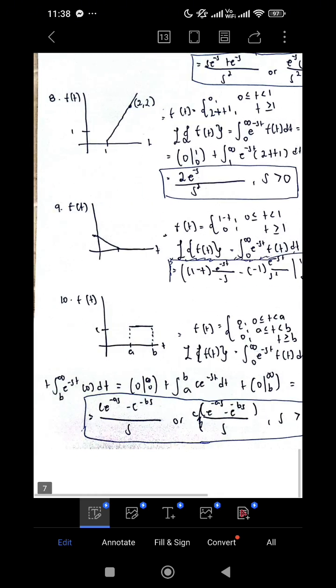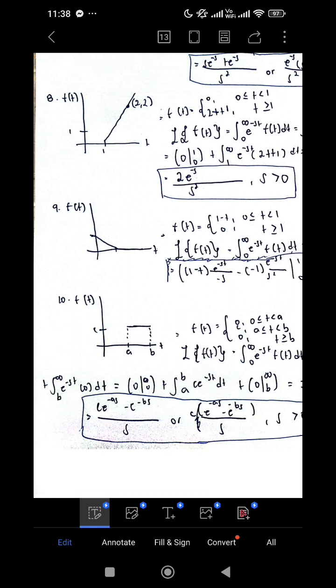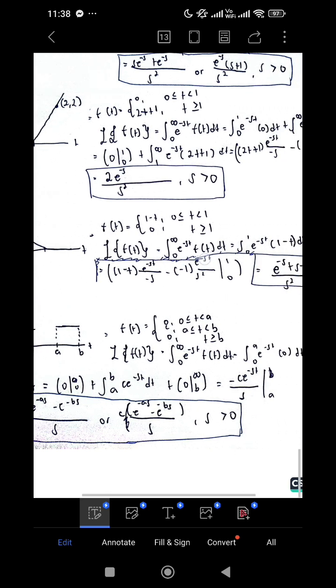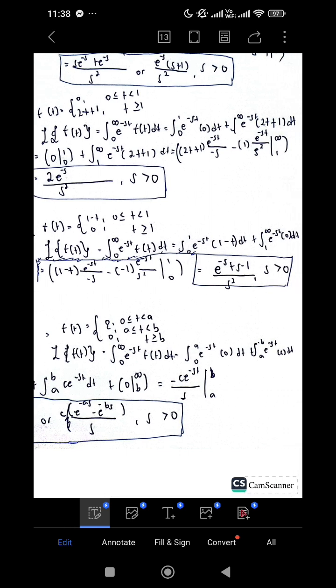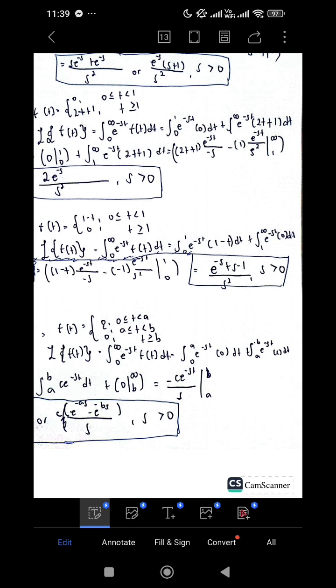Then last but not least, number 10. Since the value of number 10 is given in terms of a, b and c, we will solve. So the integral from 0 to infinity of e raised to negative st f(t) dt. Then from 0 to a, e raised to negative st multiplied by 0 dt, plus the integration from a to b of e raised to negative st dt.